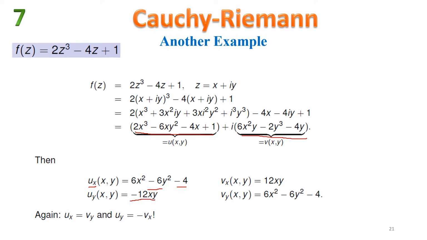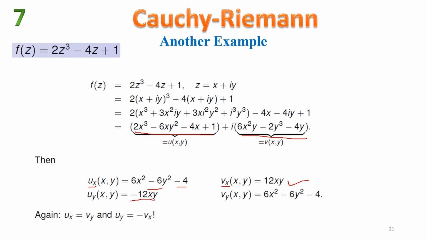Similarly, we shall differentiate v with respect to x. So it will be 12xy, other terms will be 0. So the derivative is 12xy. When we differentiate v with respect to y, 6x squared is treated as constant, derivative of y will be 1, so 6x squared minus 3 into 2 will be 6, minus 6y squared minus 4.